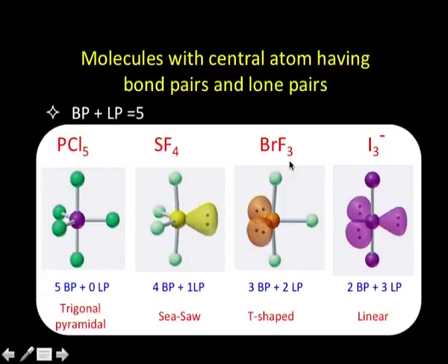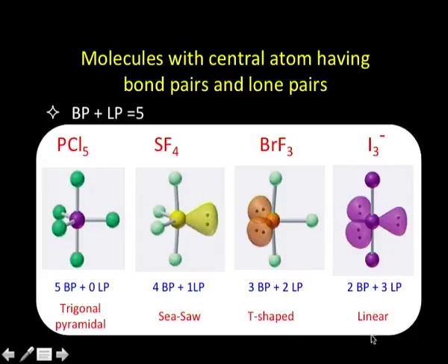If you look at the molecule of BrF3, what you find is there are 3 bond pairs and there are 2 lone pairs. Here again the total number is 5, so the electron pair geometry is trigonal bipyramidal, but the molecular geometry comes out to be just T-shaped, because this is the T-shaped molecule over here.